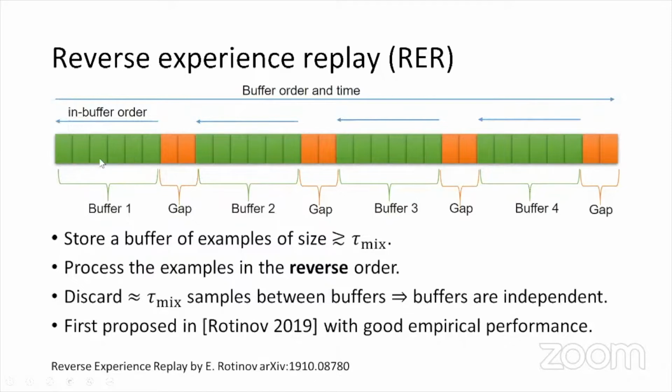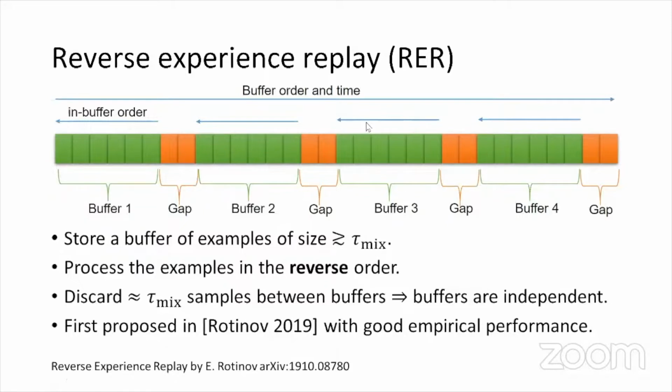Once we have processed this buffer, we leave a gap in the middle, and then we go to the next buffer, and again process it in the reverse order. And once we process this buffer, we again leave a gap here, and then go to the end of the next buffer and process it, and similarly. So is the main idea clear? The algorithm for reverse experience replay?